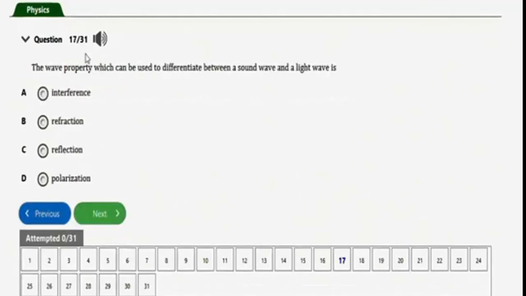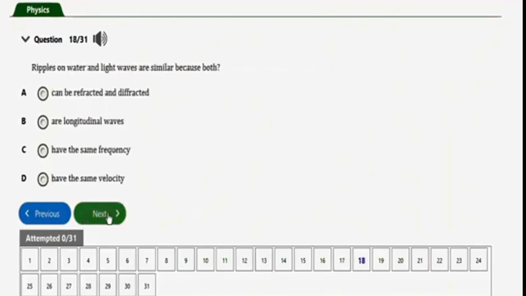It says the wave property which can be used to differentiate between a sound wave and a light wave is option D, which is polarization. Alright, so sound wave cannot be polarized, so the correct option here is option D. Let's go to the next one, which is this question.